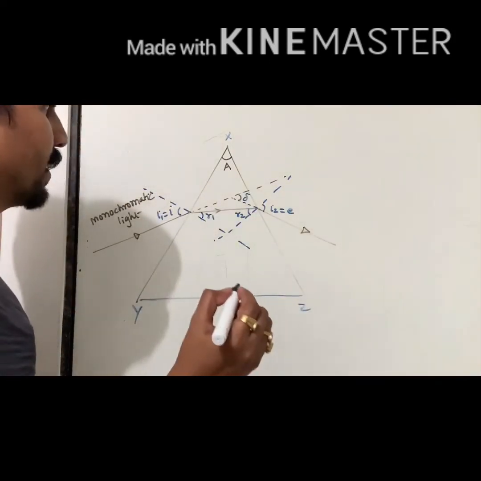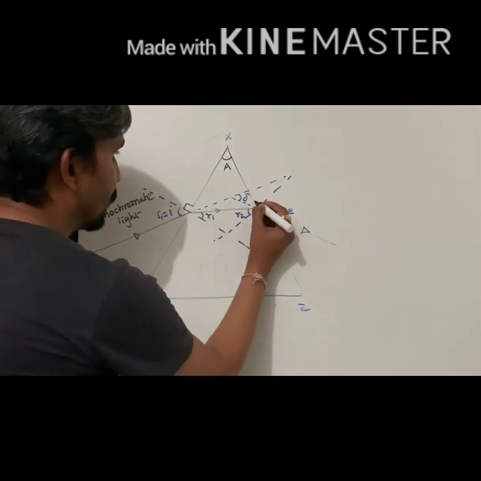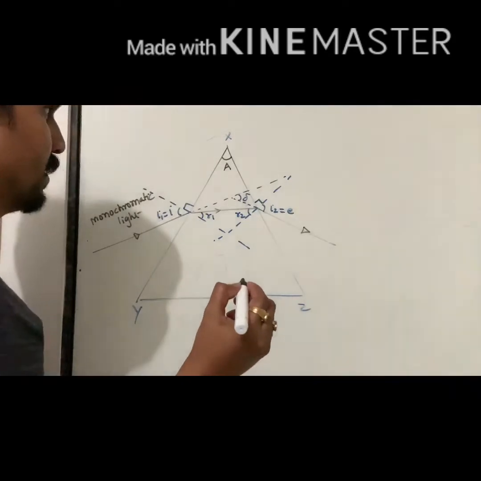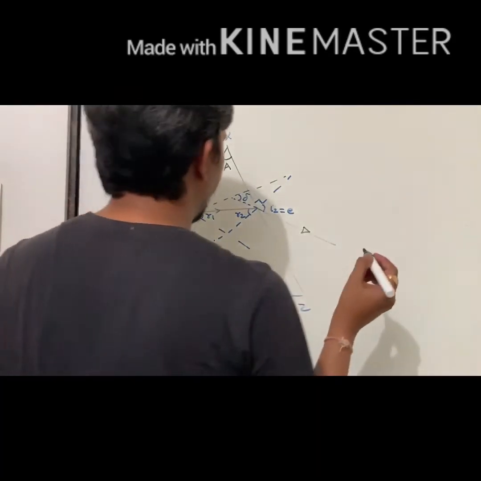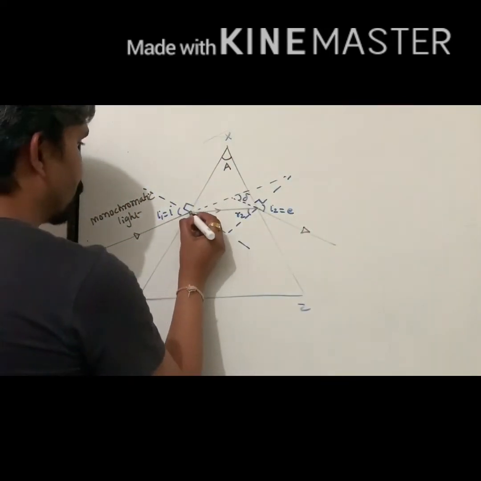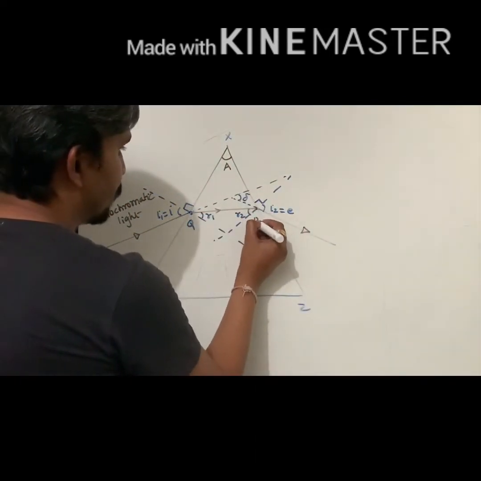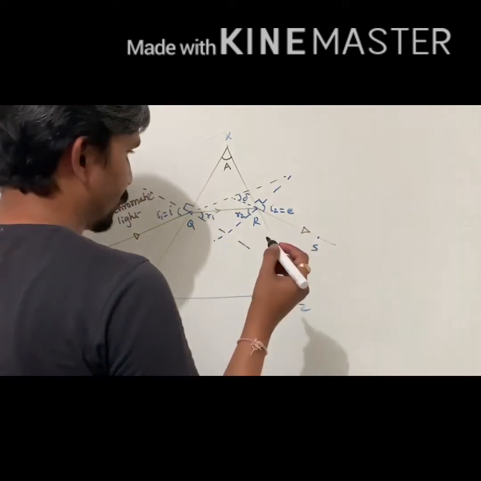So this is the diagram expected. This angle is 90, this angle is what, 90. Now this diagram is expected, but how are the students drawing? So you have to write the names here. PQ is my incident ray, QR is the refracted ray, RS is the emergent ray. This is the complete 2-mark question.